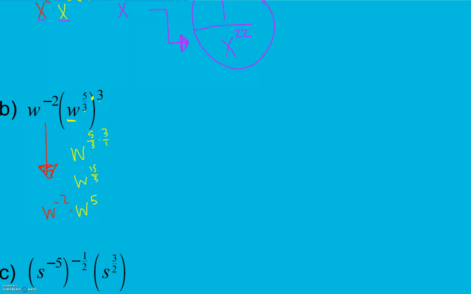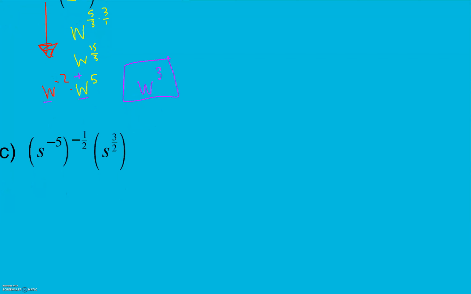Here I'm multiplying powers with the same base. Each exponent has its own base. So as long as my bases are the same, I keep that base exactly as it's written, and I can add my exponents. -2 plus 5 is 3. And I can't simplify that any further because my exponent is positive, so I leave it just as W cubed.